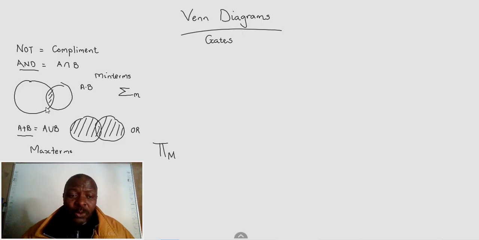So I hope this was clear. I hope in future the confusion has been solved and we are now happy to proceed with our Boolean algebra. We were doing Venn diagrams here as a small aspect of our Boolean algebra.